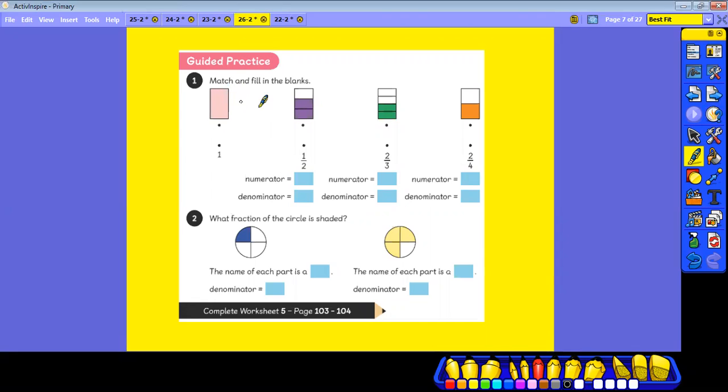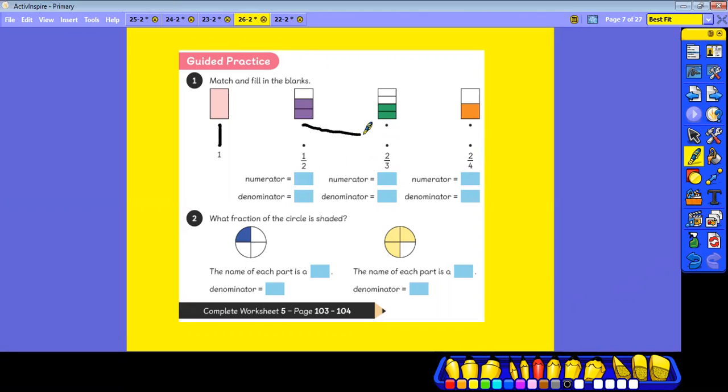Okay, so for your guided practice, question 1, match and fill in the blanks. So you've got to match the picture with the fraction. So how much is shaded here? All of it. So one whole of it shaded. That's easy. What about here? Well, first of all, 2 parts are shaded. That's the numerator. So I'm looking for something that's got a 2 on the top. It's going to be one of those 2. Can't be that one because 2 parts have been shaded. But is it 2 parts out of 3 equal parts?